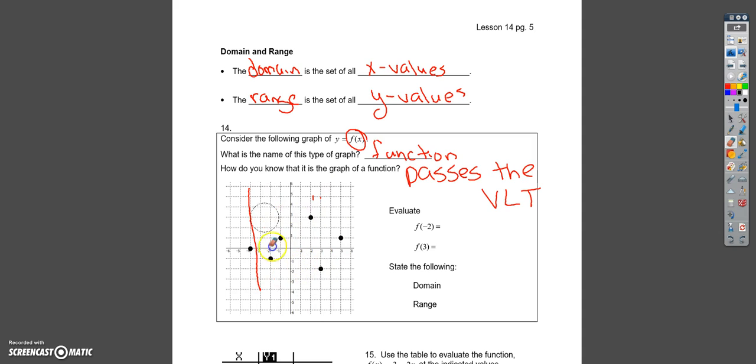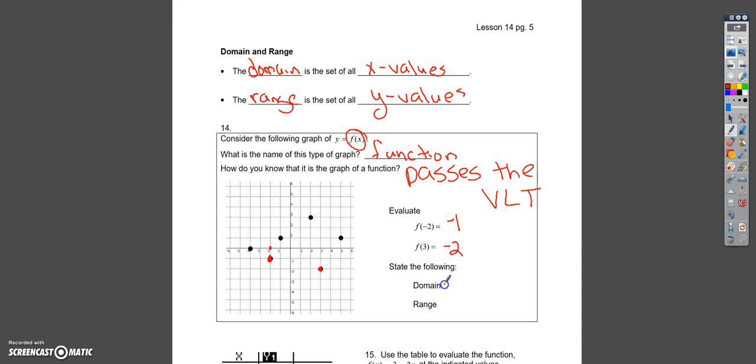Now, this says f of -2. So that means x is -2. So we're going to look at x -2. What's our y value? If x is -2, y would be -1. If x is 3, y is -2.